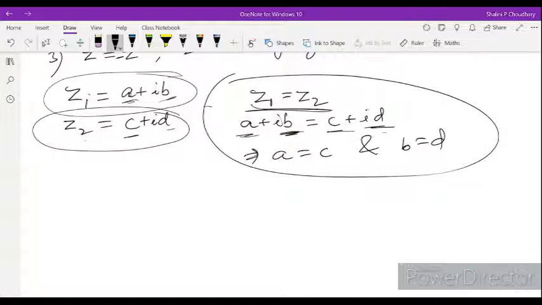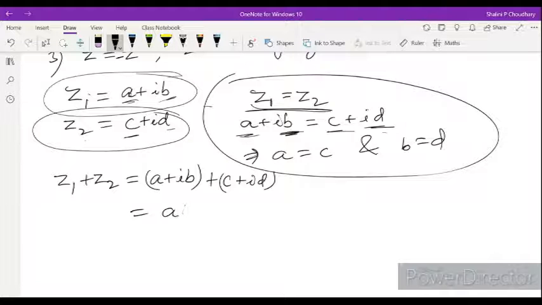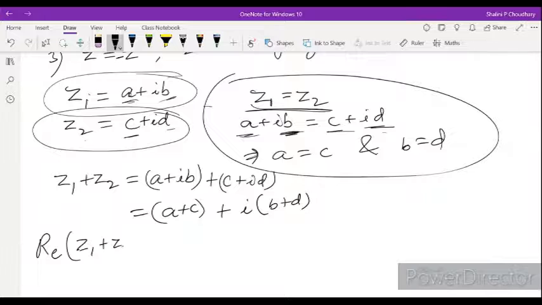Now we'll talk about addition. If z1 plus z2, what will it be? z1 plus z2 means a + ib + c + id. It means a + c will be the real part, and in b + d, i we can take common. It means the real part of z1 + z2 will be equal to a + c and the imaginary part of z1 + z2 will be equal to b + d.